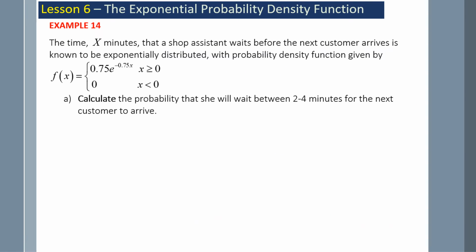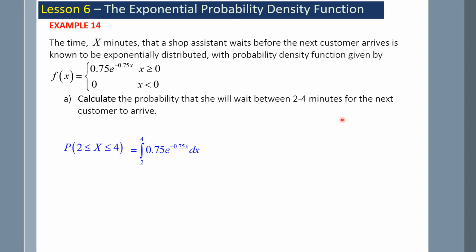Example 14. The time x minutes that a shop assistant waits before the next customer arrives is known to be exponentially distributed with probability density function given by the following. Calculate the probability that she'll wait between 2 to 4 minutes for the next customer to arrive. Setting up a probability statement, the probability that we wait between 2 and 4 minutes can be determined by the exponential distribution, which is given by the definite integral between 2 and 4 of f(x).